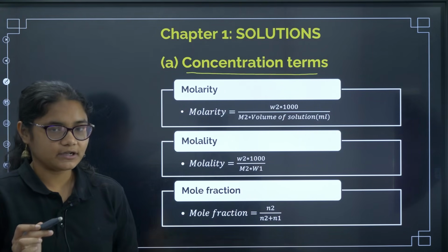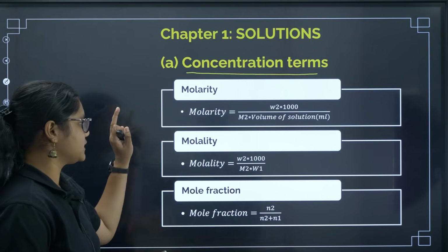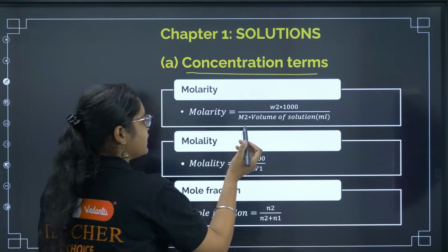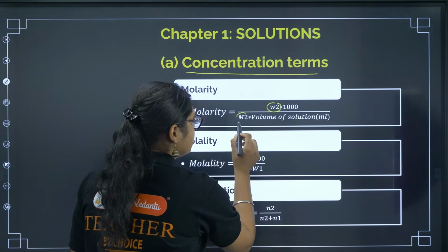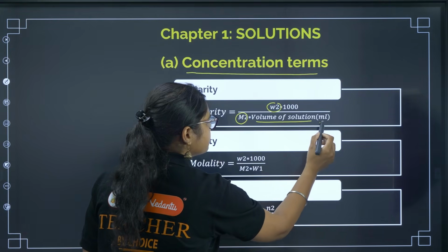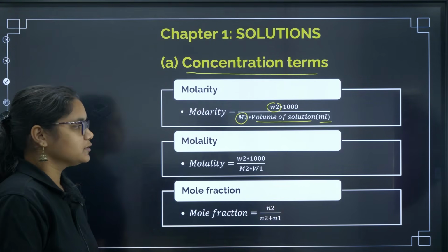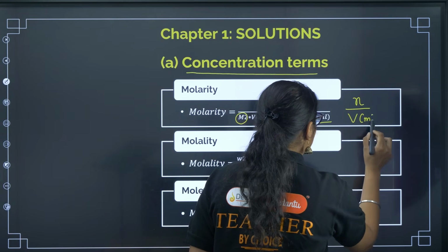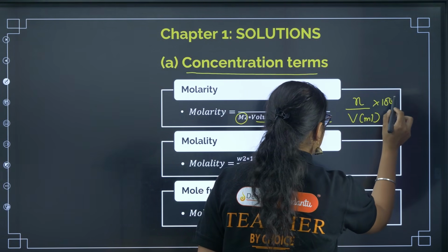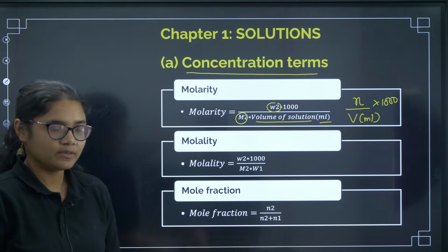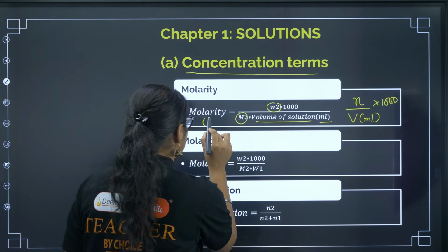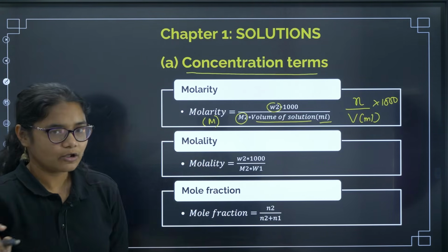In concentration terms, three important terms are there: molarity, molality and mole fraction. So the molarity formula is what? W2 by M2 into 1000 by volume of the solution in ml, right? That can also be written as number of moles by volume in ml into 1000. Right, this is your molarity. When you remember molarity, you should also know the unit: it is capital M. Okay, so please note down this formula here.